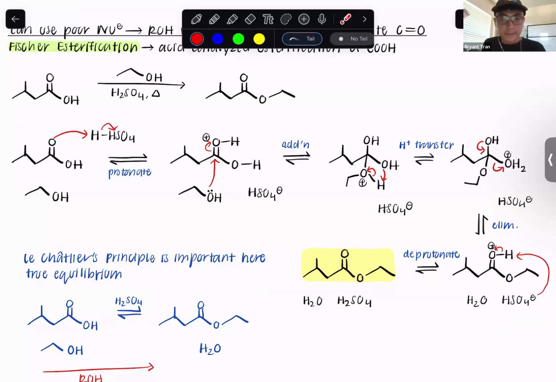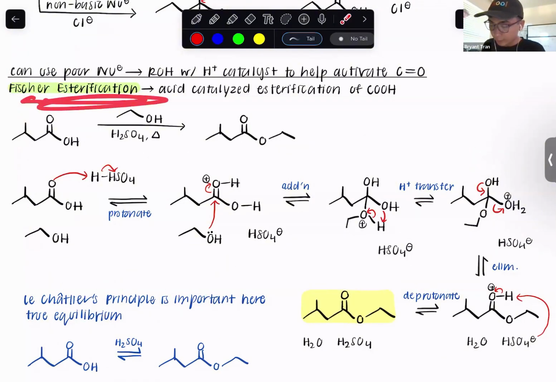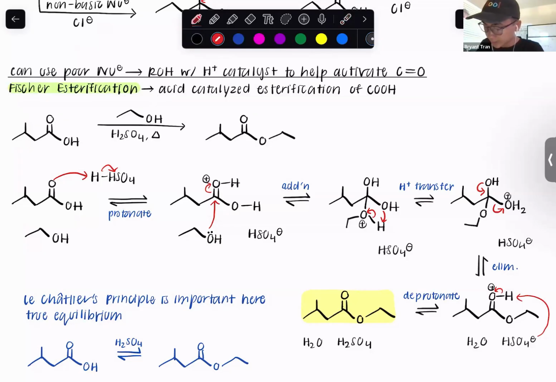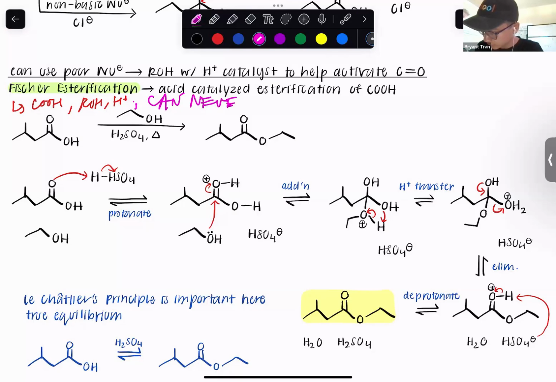Right? And the name of this reaction is Fischer esterification. And the three ingredients for Fischer esterification are going to be carboxylic acid, alcohol, and acidic conditions. This can never work in basic conditions. Never work in basic conditions, right? And that can show up on the test too, because professors could trick you like that, right? And let me show you an example.